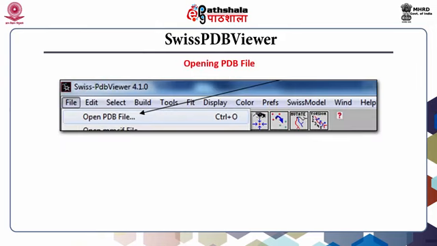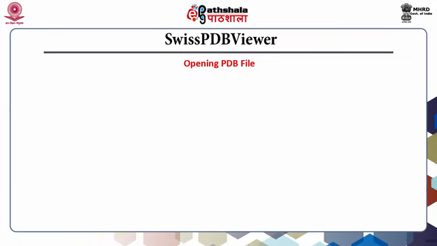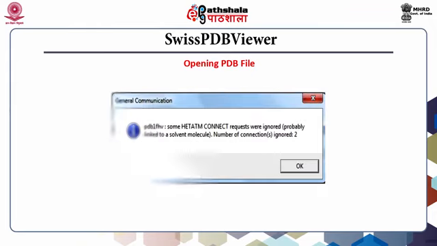Now, from the File menu, select the first command, Open PDB file. In the Open dialog box, select the 1-FHV PDB file and click Open. Since the checkbox for receiving alerts when unknown groups are treated as het atom upon loading a structure was left checked, the general communication is received that some het atom connect requests were ignored because they are probably linked to solvent, that is water molecules.